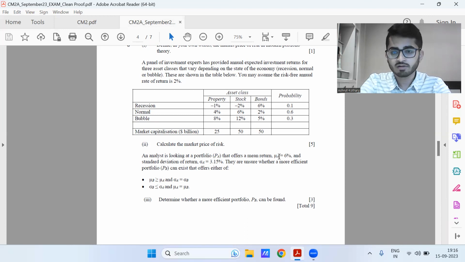Alternatively, for this level of return, 6%, my underlying standard deviation should come out, if I'm using the formula for market price of risk, to be less than, let's say, 3.15%. That is one way to look at it. That is something again which is not the case. So this is one way. There are different ways to approach this particular question as well, depending on whether you want to use the capital market line, or you want to use some other analogy.